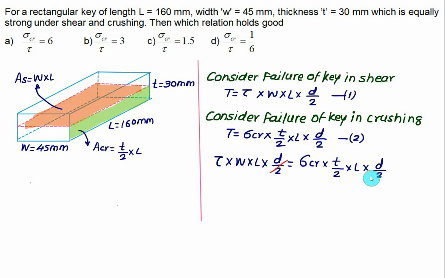D by 2 and D by 2 get cancelled. The length also gets cancelled. We want to find the relation between σ_CR divided by the shear stress. So we have σ_CR divided by shear stress τ equal to W multiplied by 2, so 2 times W, the width, divided by thickness. 2W by T will be equal to 2 times width, given as 45, divided by thickness, equal to 30. 90 divided by 30, so this answer will be equal to 3. So the ratio of the crushing stress to shear stress comes out to be 3. So our choice B is the correct choice.